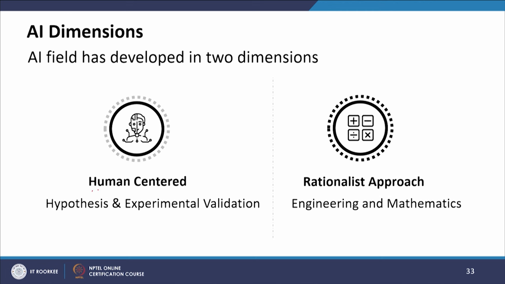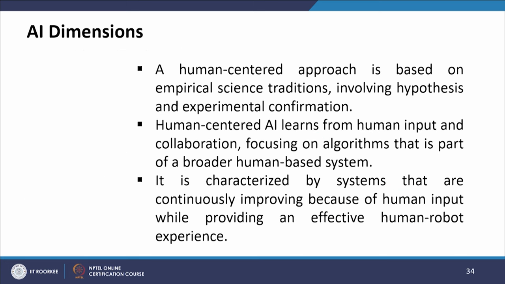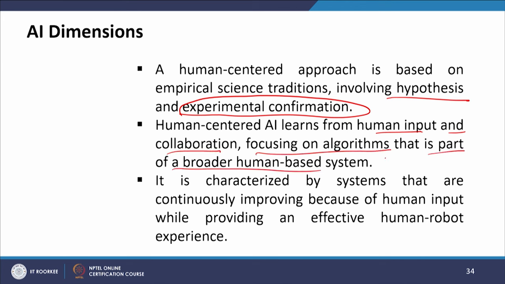Now, AI field has developed in two dimensions. The first is the human-centered, that is hypothesis and experimental validation. The second is rationalistic approach, that is engineering and mathematics. Now, we are looking at the AI dimensions. A human-centered approach is based on empirical science traditions involving hypothesis and after that their experimental confirmation. Human-centered AI learns from human inputs and collaborations, focusing on algorithm that is part of a broader human-based system.